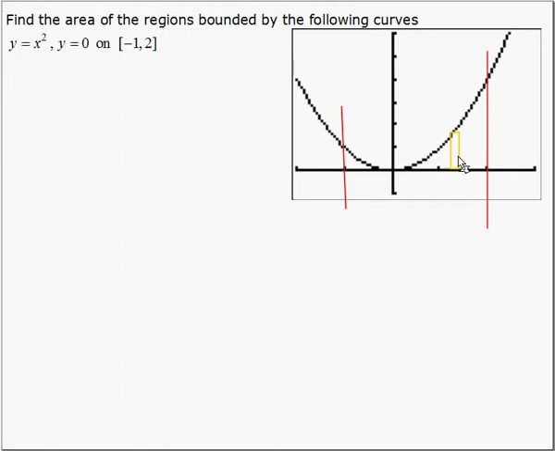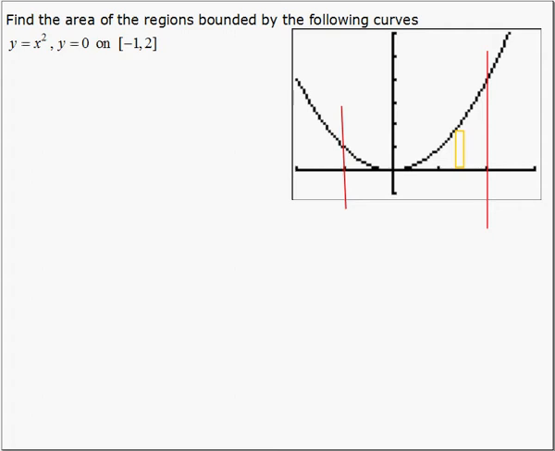So if we actually move this rectangle across our region, the top would be on the curve y equals x squared and the bottom on y equals 0. And as we move it, that stays consistent through this section. Here it would disappear altogether, so it would be 0, so that's okay. And over here, the top is still x squared and the bottom is still y equals 0. So this rectangle will work, and let us find the area by using one integral.